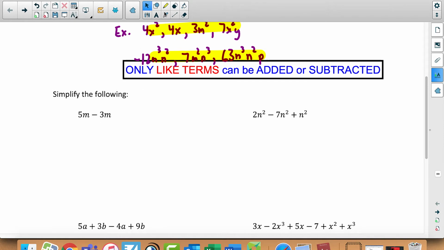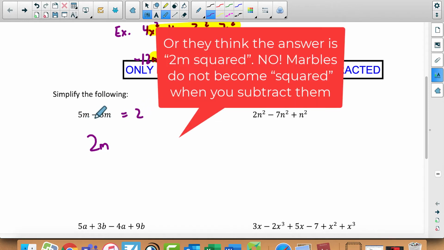Okay, here's the first one, starting simple. 5m take away 3m. Okay, imagine the m stood for marbles. 5 marbles take away 3 marbles equals 2 marbles. You don't lose the m, right? They have to be the same. Remember, they have to be like terms. And it also stays the same in the answer. Sometimes people say the answer is 2 because the m's cancel out. But that's not what happened when you take 5 marbles and remove 3 marbles. You still have marbles, so you've got to have the m there. Probably my marble example is a bad example. But this is the answer right here, 2m.